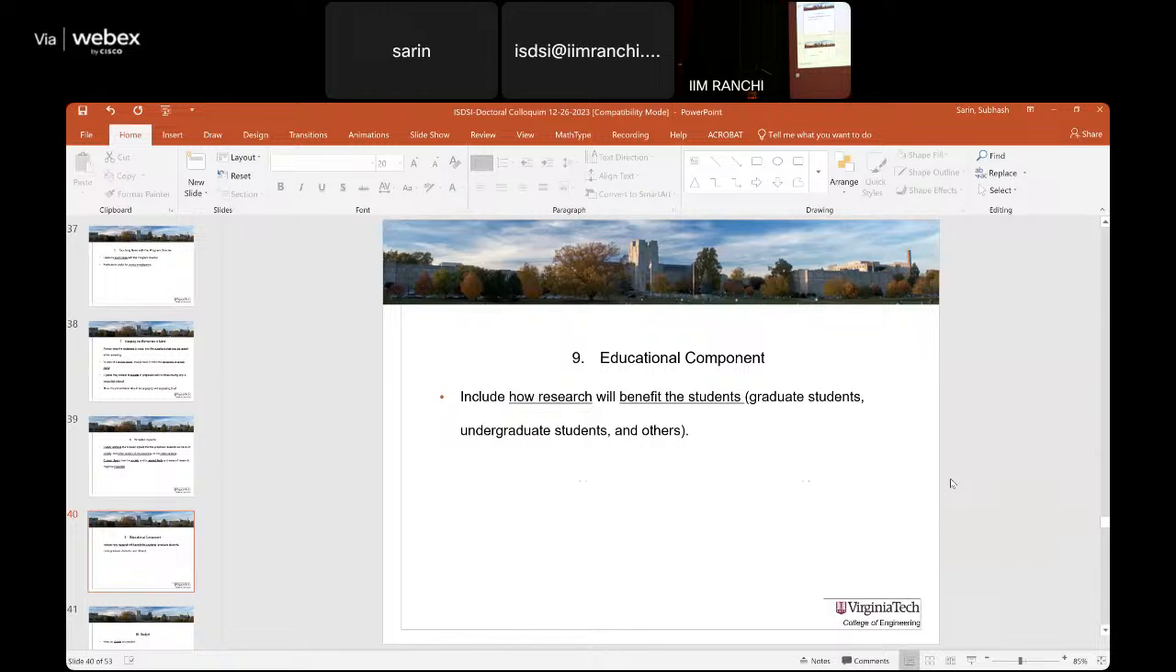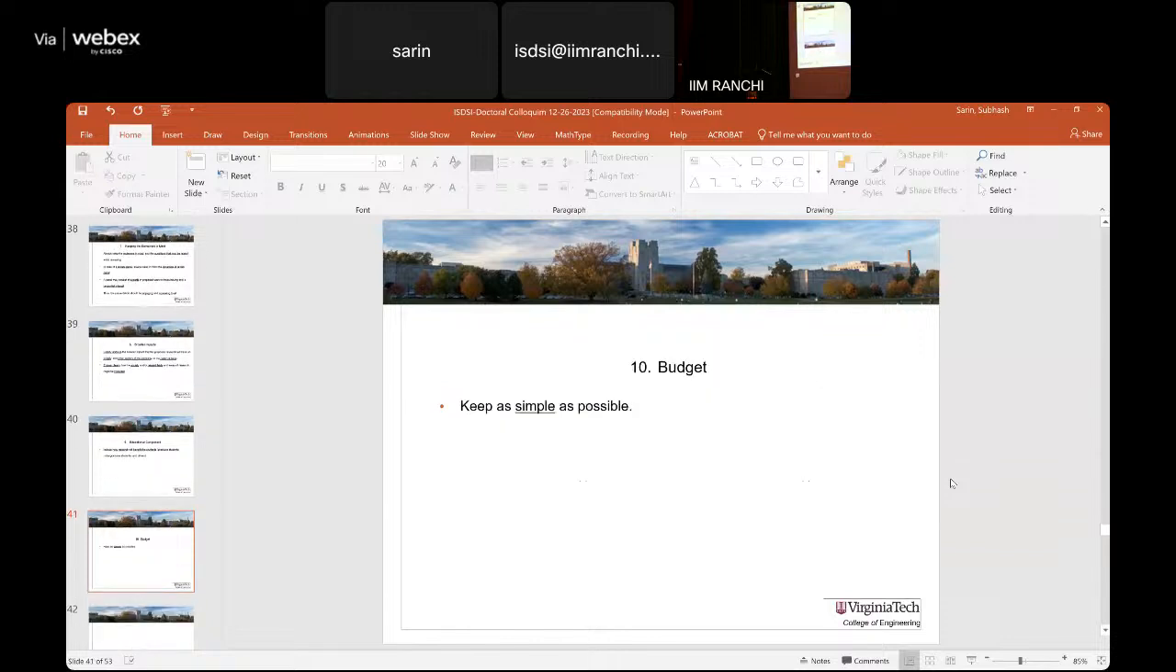Of course, the education component: how the research will benefit the students, and how you will incorporate your ideas into the courses that you teach, and so on. Because I think that should also be a part of the proposal, along with the budget and so on.